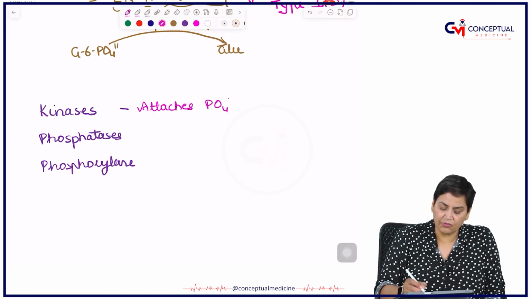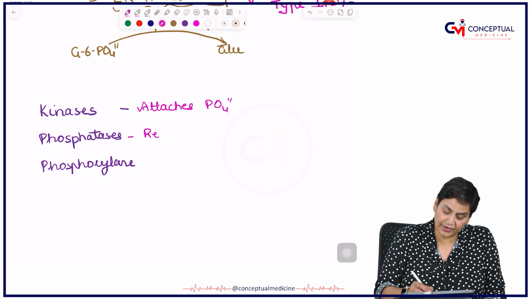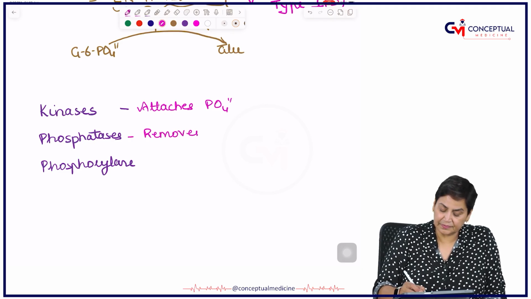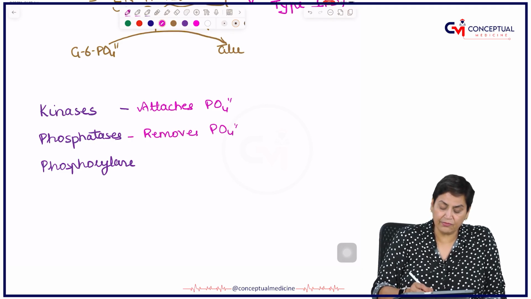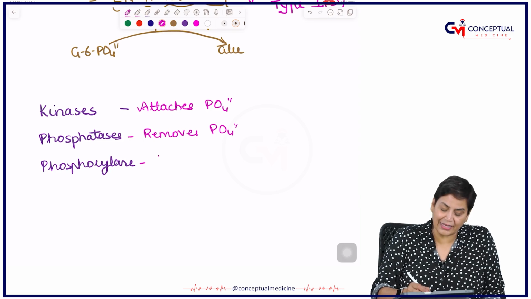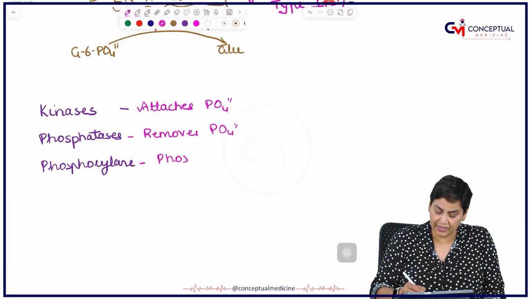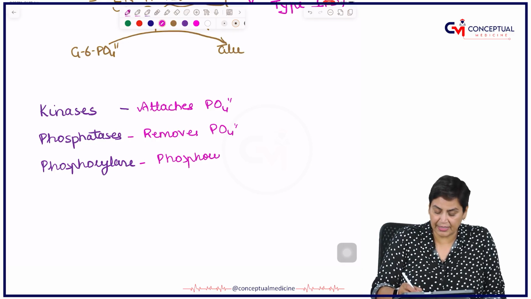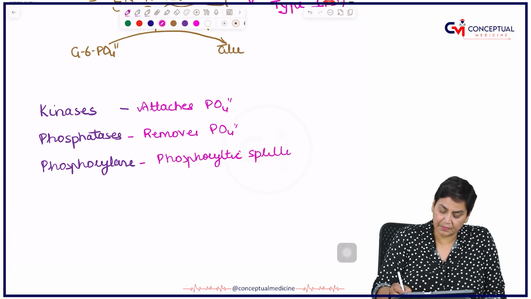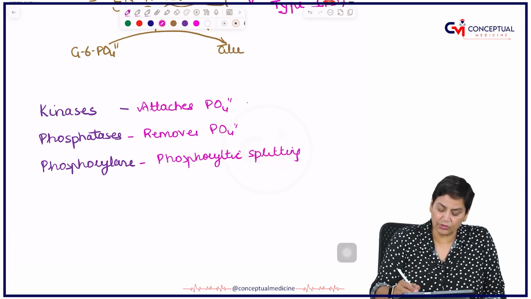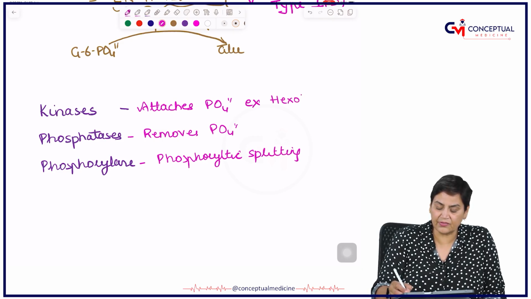Always. Phosphatases remove phosphate. And phosphorylases perform phosphorolytic splitting, which means the byproduct is with phosphate. Phosphorolytic splitting. And if we talk about the examples, examples are hexokinase, glucokinase, fructokinase, galactokinase and so on.